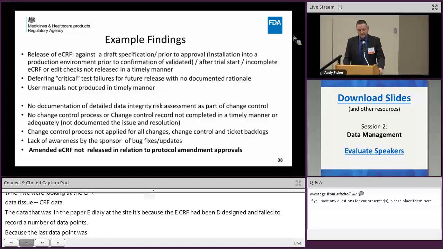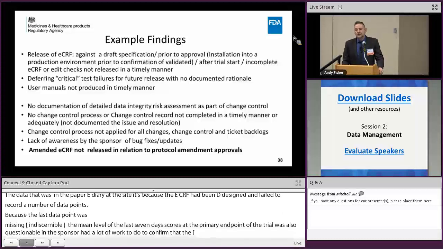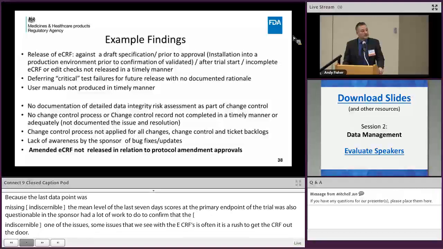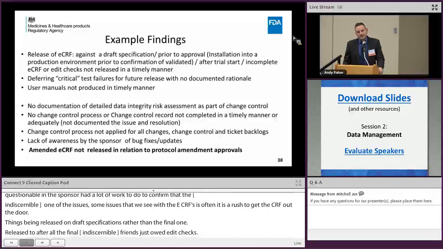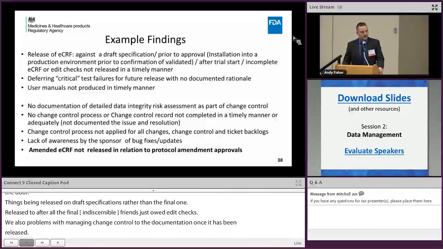One of the issues that we see with eCRFs is there's often a rush to get the CRF out the door. So things being released on draft specifications rather than a final one, released prior to all the validation having been completed or incomplete, for example, no edit checks. We also see problems with managing change control to the documentation once it's been released. Particularly, there doesn't seem to be a general requirement to assess the risk to data integrity if you're changing your eCRF and your database partway through a trial, that you could potentially lose or change data if you don't do that correctly.